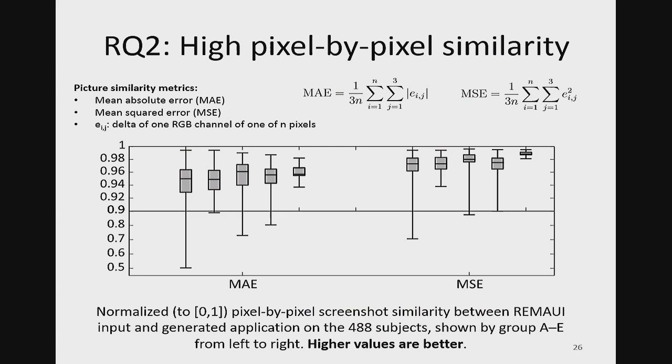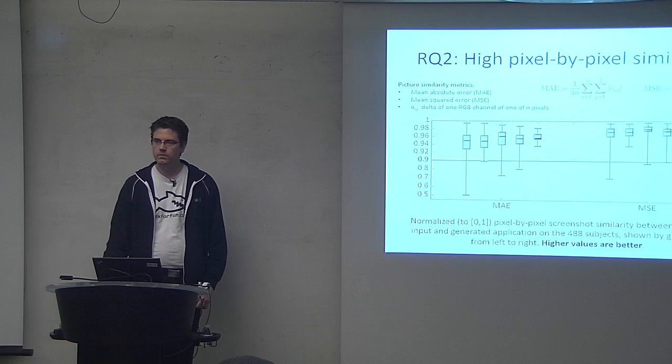For the second research question, we did pixel by pixel similarity. Basically, we used two standard metrics to compare how similar pixels are. So it's relatively simple here. You start at the top left of a screenshot and look at the first pixel, and then for each pixel look at the three color channels, R, G, and B, and compare them with the corresponding RGB channels of the pixel on the generated screenshot. This just assumes the screens are the exact same size.